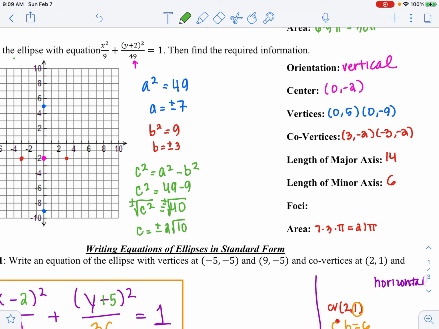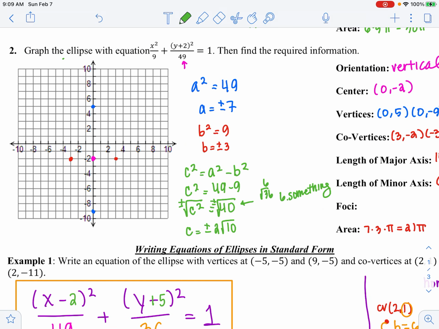All right, now I need a decimal approximation to actually graph my foci. You're going to use the root 40 for help. You're going to put this in your answer over here. The root 40 is going to help you graph it. All right, root 40 is a little bit more than root 36, which is 6. So this is 6 point something. I'm going to go back to my center. Since it's vertical, I'm going to go up 6 and a little bit more and down 6 and a little bit more. So almost touching that vertex there. All right, I'm going to connect these, my co-vertices and vertices, to make my ellipse.